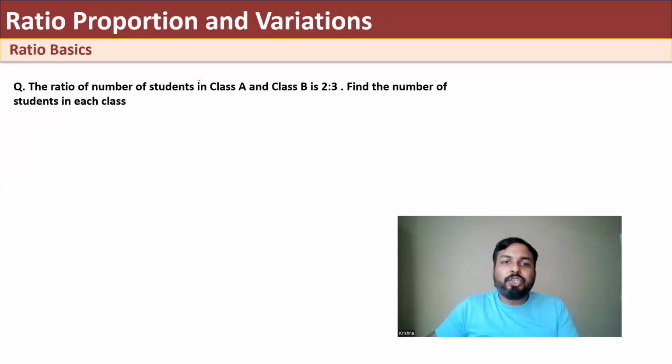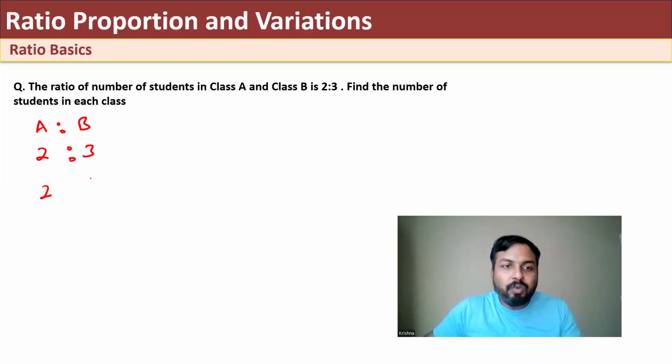Now, let's take another example. The ratio of the number of students in class A and class B is 2 is to 3. Find the number of students in each class. What are they saying? The ratio of students in class A to class B is 2 is to 3. What does that mean? The number of students in class A can be 2 and in class B can be 3, because 2 by 3 is again the 2 is to 3 ratio.